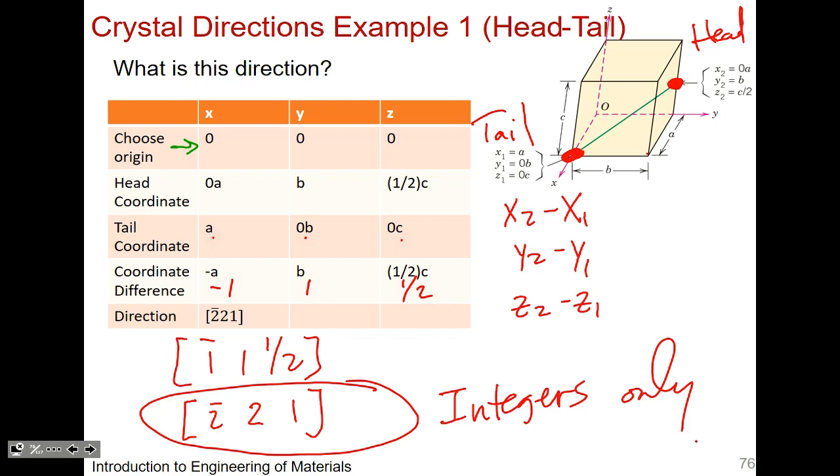So you can see we've operated fractionally within the unit cell, but we communicate via integers. Questions? Yes, Allison.